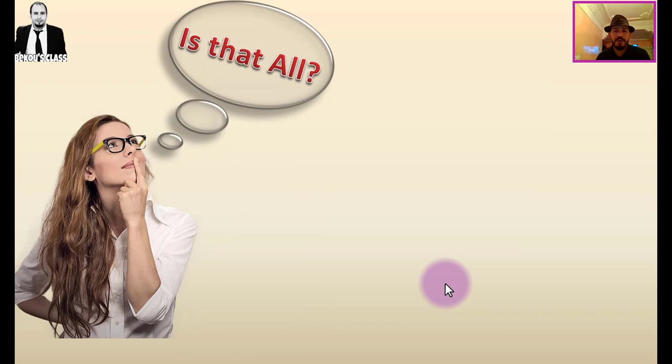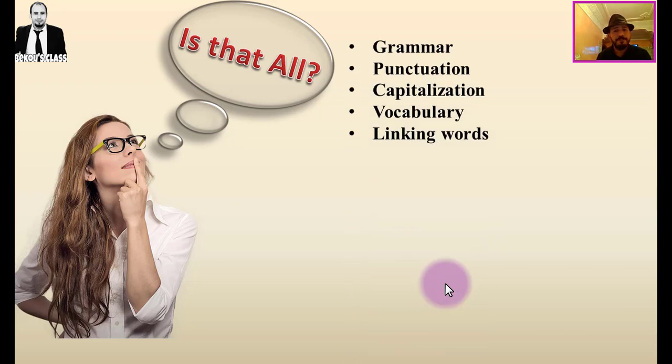Okay, is that all? No, there are a lot of other things that you should take into consideration while writing. You should write with correct grammar, and also punctuation. You have to use the punctuation marks in the right place, and you should capitalize what should be capitalized, and also use related vocabulary, a variety of vocabulary items, and also cohesive devices, linking words and conjunctions.